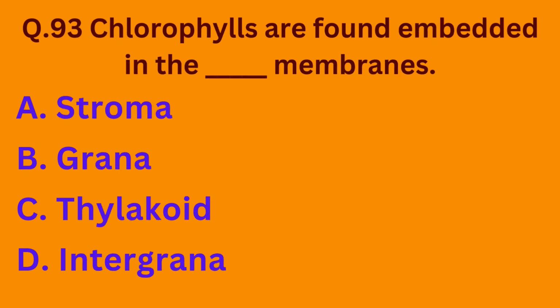Question number 93. Chlorophylls are found embedded in the dash membranes. Option A, stroma. Option B, grana. Option C, thylakoid. And option D, intergrana. So students, chlorophylls are found embedded in thylakoid membranes.